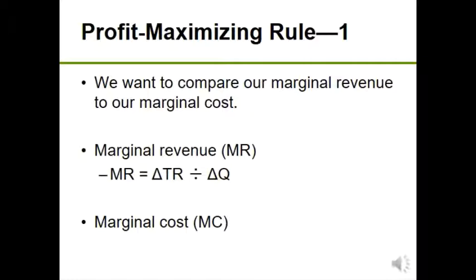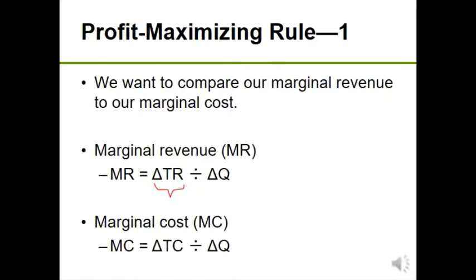Oftentimes, the change in quantity is going to be 1, and in those circumstances, we can just look at the change in total revenue. For instance, on that last table, when we went from no newspapers where we weren't earning any revenue to one newspaper where we were earning $10 of revenue, that change in total revenue, that marginal revenue, was $10. And in fact, because the price was always $10, our marginal revenue was always $10 throughout that table.